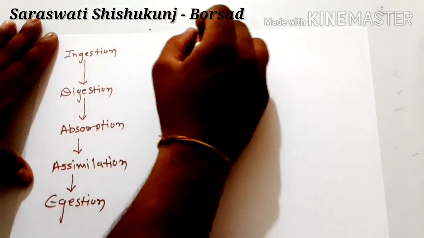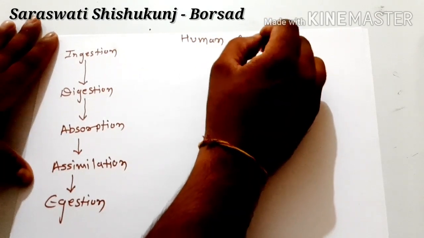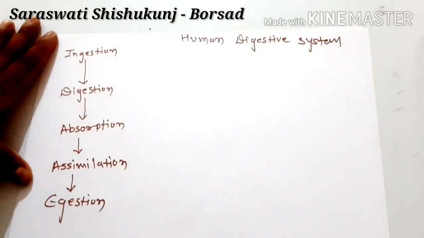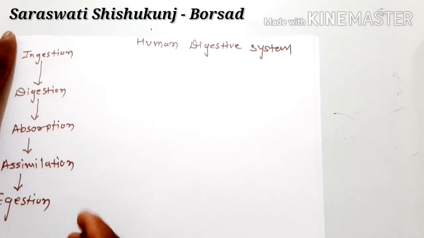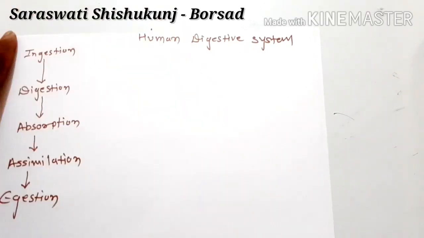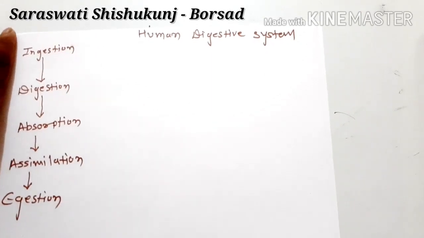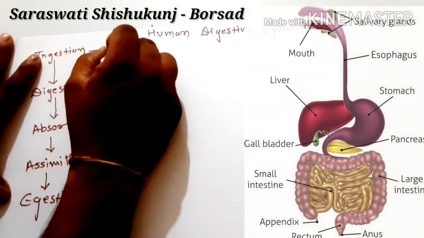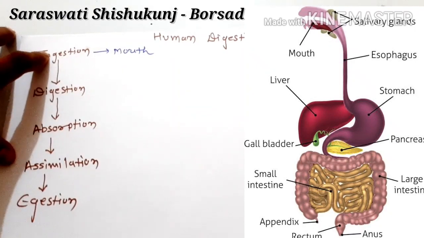If we talk about humans, we are talking about the human digestive system. First we will take the overview of it, right? So in that also, some organs will be responsible for ingestion. Ingestion means how we enter food, right? From where we enter food. So that will be our concept of ingestion. And we know very well that for ingestion we are having the mouth.